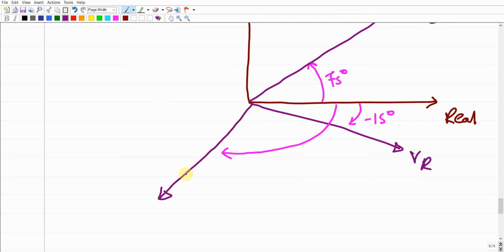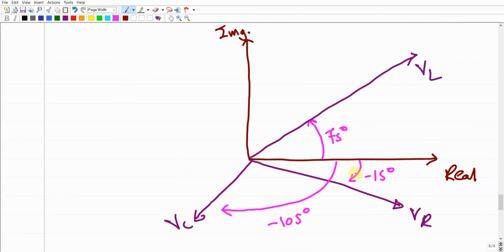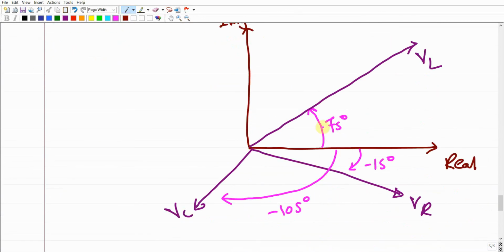This is going to be the V, and remember that it should be shorter. So this is going to give us the VC, and this angle should be negative 105 degrees. So this is the phasor diagram that represents how these phasors are related together.